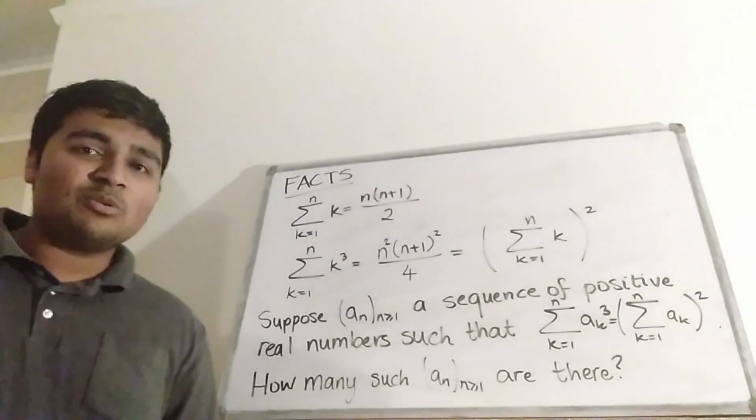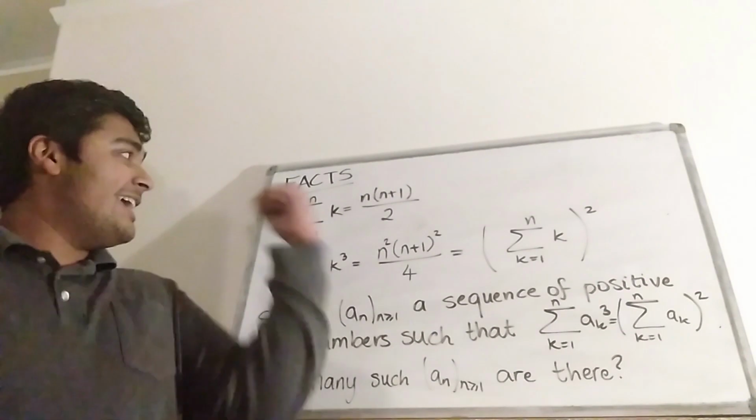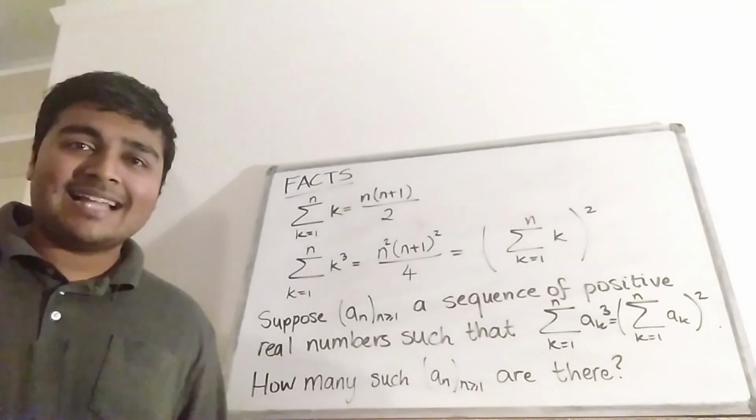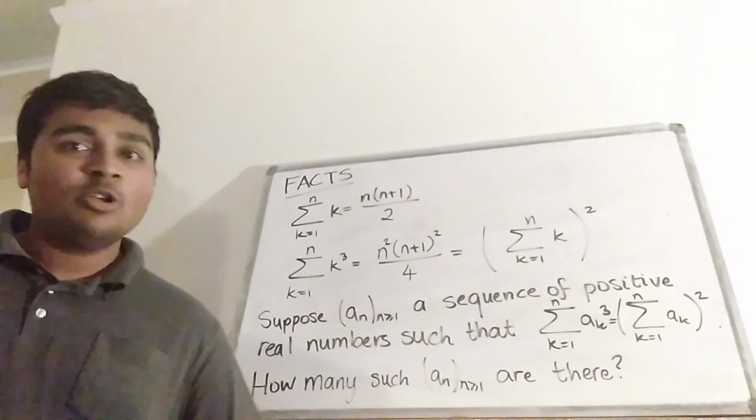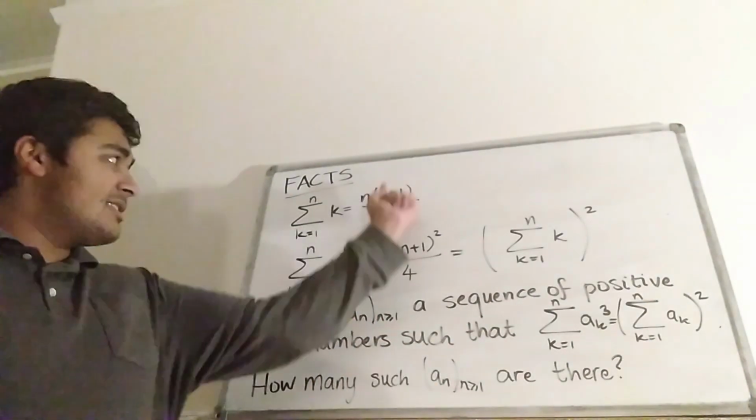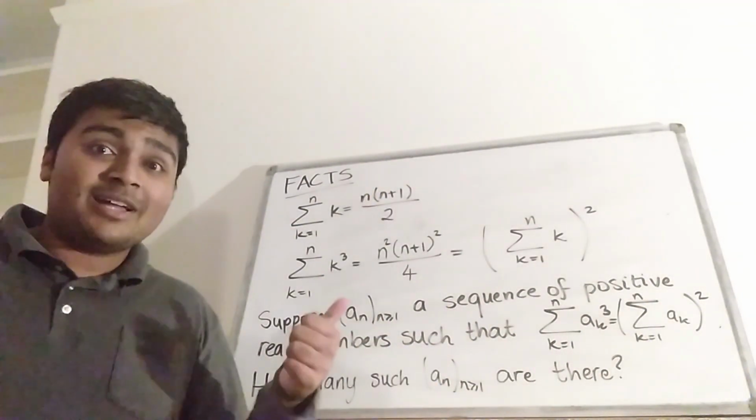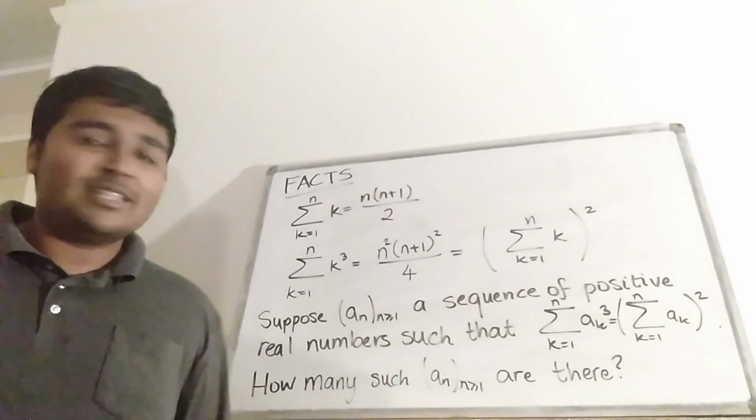Firstly, the sum from k equals 1 to n of k is n(n plus 1) over 2. This is really standard whenever you're introduced to summations or perhaps proof by induction. This is one of the first things you'll see. You can prove it by induction, you can prove it sort of by reversing the order.